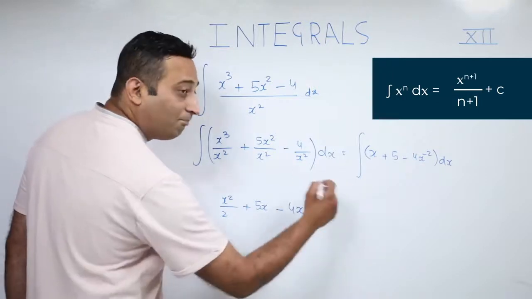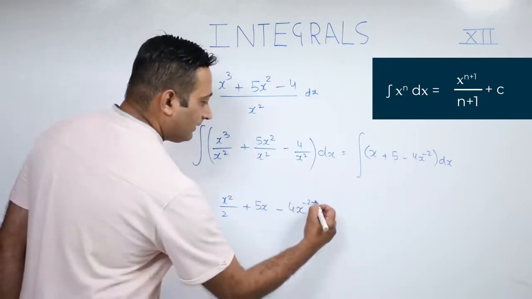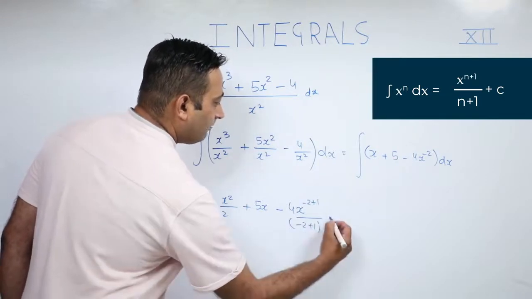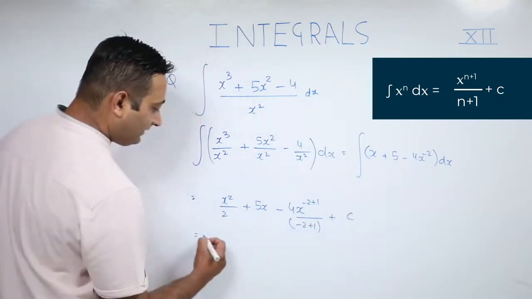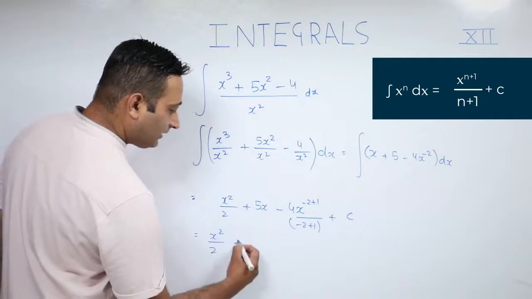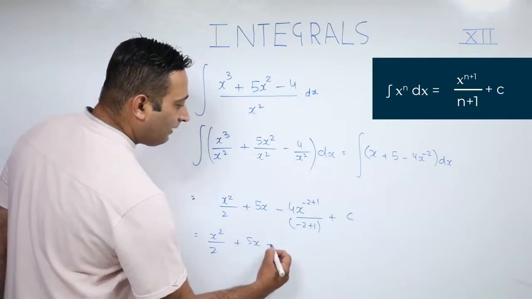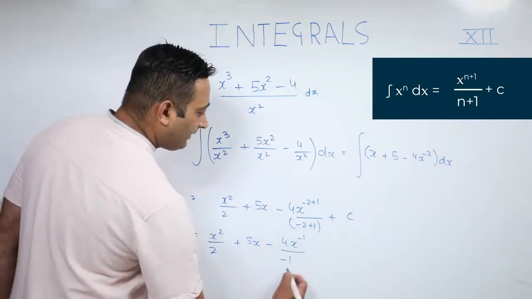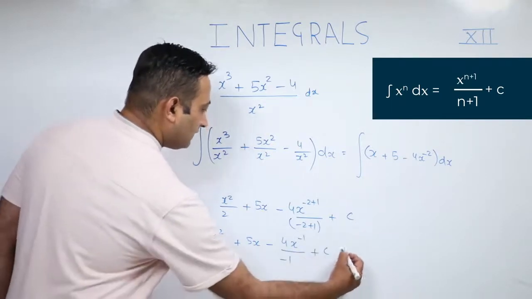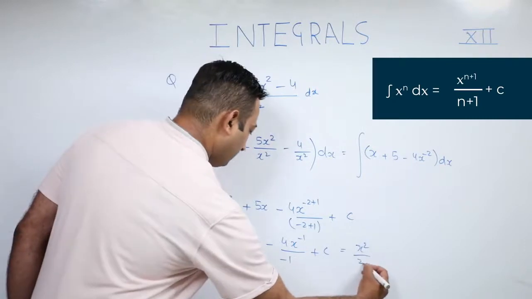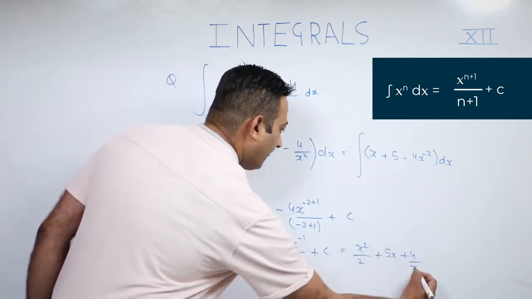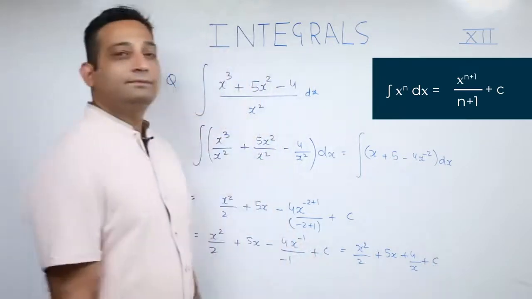x raised to the power minus 2 plus 1 by minus 2 plus 1. Now, plus a constant of integration, that is c. The answer will be x square by 2 plus 5x minus 4 x raised to the power minus 1 by minus 1 plus c, which is equal to x square by 2 plus 5x plus 4 by x plus c.